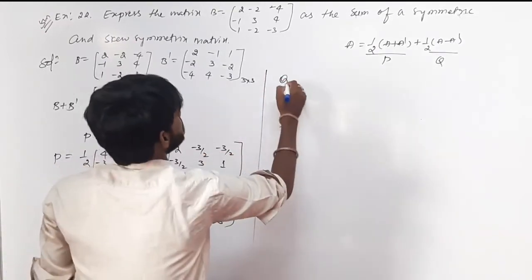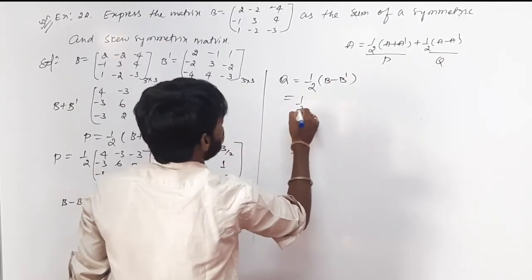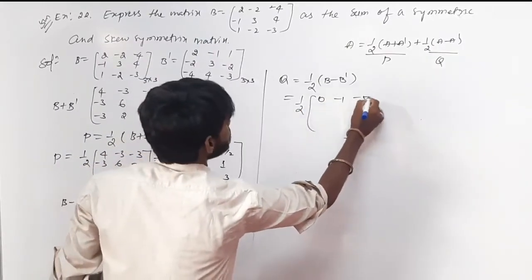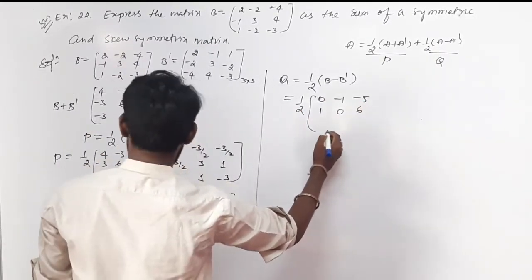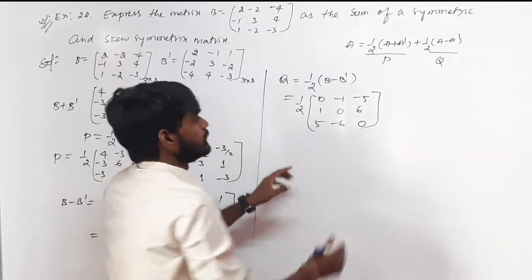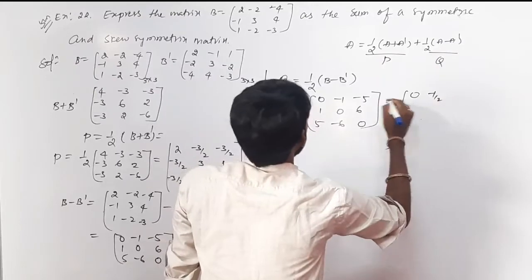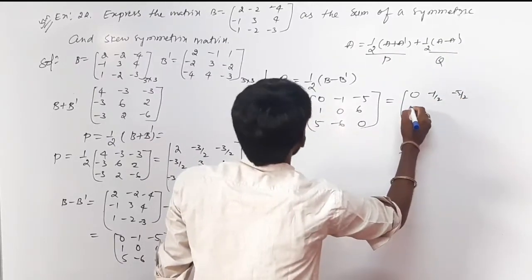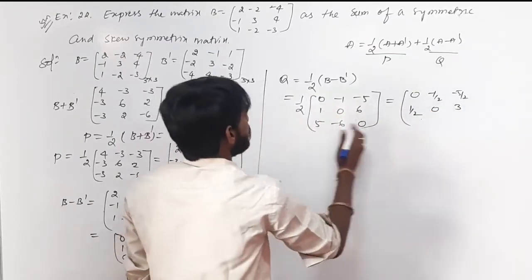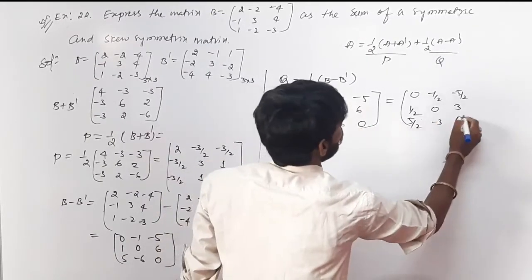Now I am taking Q is equal to 1 by 2 of B minus B dash. So this is equal to 1 by 2 of B minus B dash, which is [0, -1, -5; 1, 0, 6; 5, -6, 0]. Now multiply these elements by 1 by 2. 0 divided by anything is 0, minus 1 by 2, minus 5 by 2, then 1 by 2, 0, 6 by 2 is 3, 5 by 2, next minus 6 by 2 is minus 3, 0.